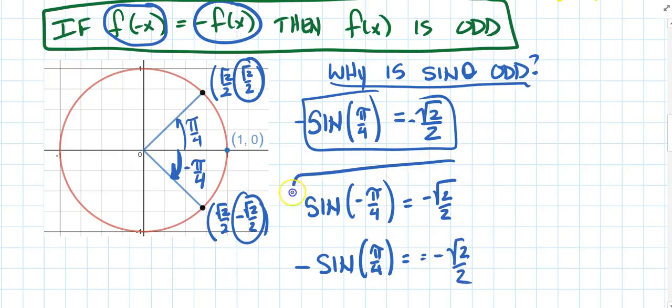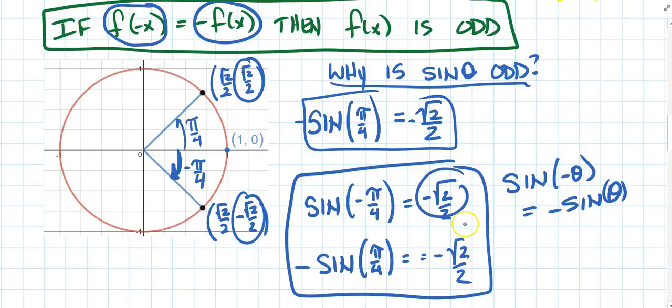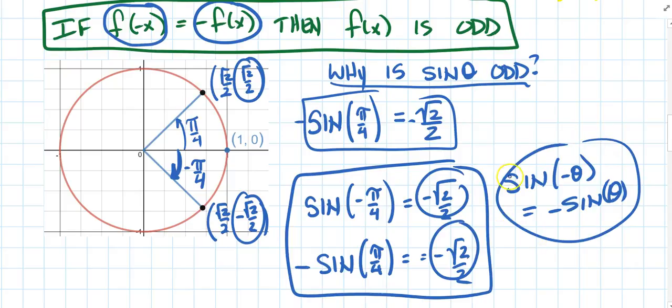And look what we have just worked out. We have just now seen that the sine of negative theta is the same thing as the negative sine of theta, because these two values are equal. And this suffices to meet the definition. So therefore, sine is an odd function.